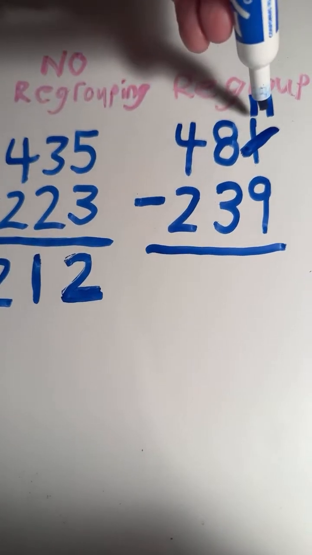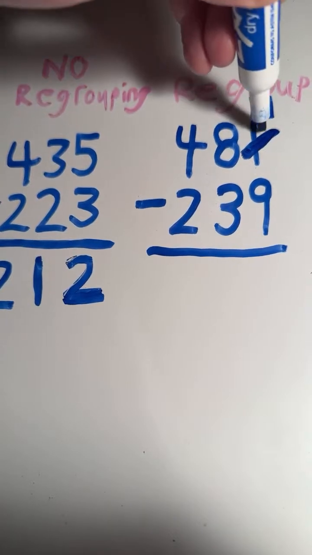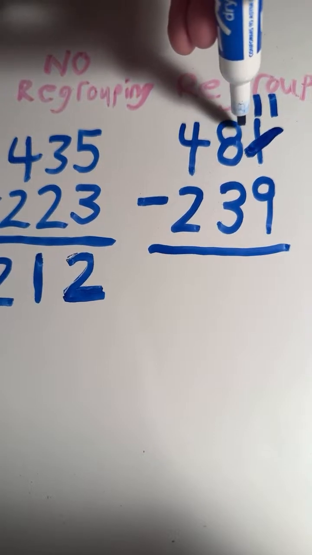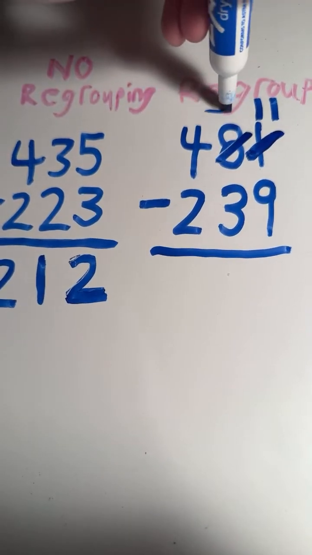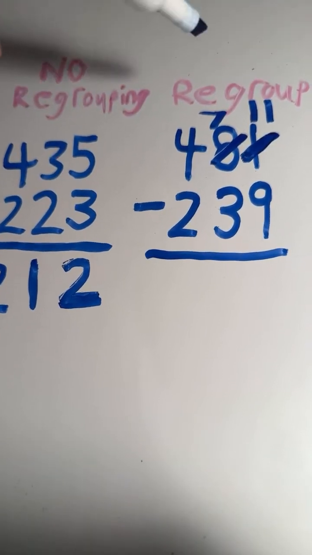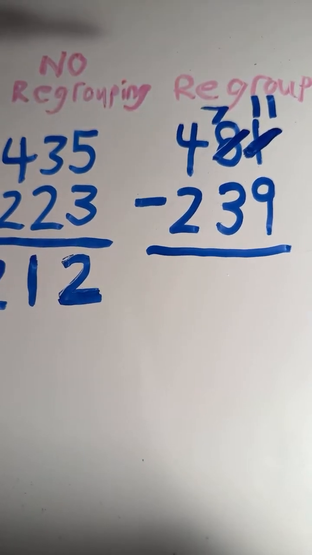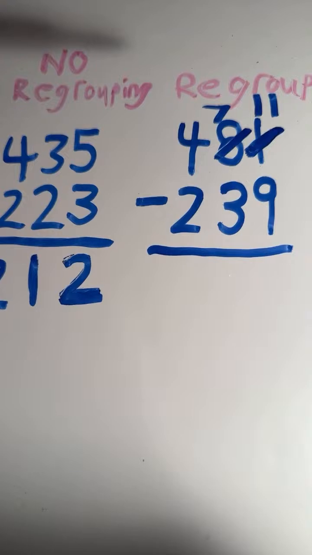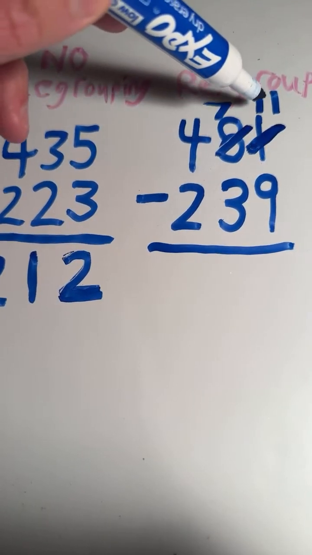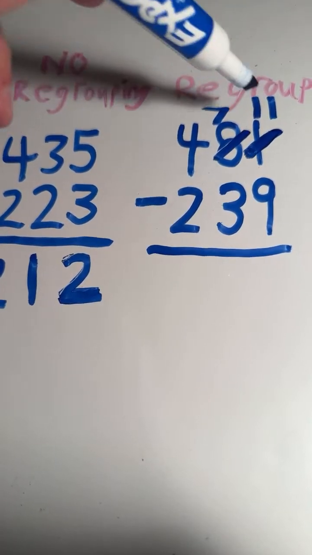Now, we don't just take a 10 from nowhere. We're actually taking a 10 from the place to the left. We're taking a 10 from the tens place and adding it to the ones place. So the 8 in the tens place becomes a 7. So we're taking away 1 ten from the tens place and adding 10 to the ones place. So the place that has the smaller digit on top, we add 10 to it. And then the place right next to where we have the smaller digit on top, we take away 1. Add 10, take away 1.